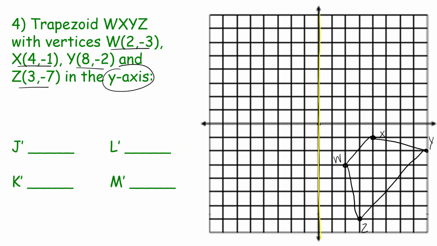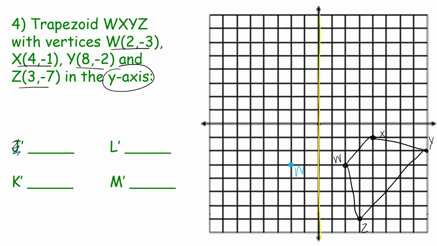So same idea as last time, but this time instead of flipping it from above the x-axis to below the x-axis, we're flipping it across the y-axis. So since the whole shape is on the right of the y-axis, when I reflect it, it should end up on the other side, the left side of the y-axis. I'm going to do 1 point at a time. Let's start with W. W is 2 away from my y-axis on the right side. So I'm going to go 2 away on the left side. So 1, 2.